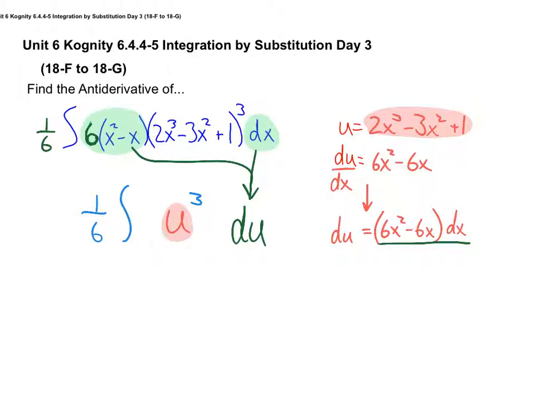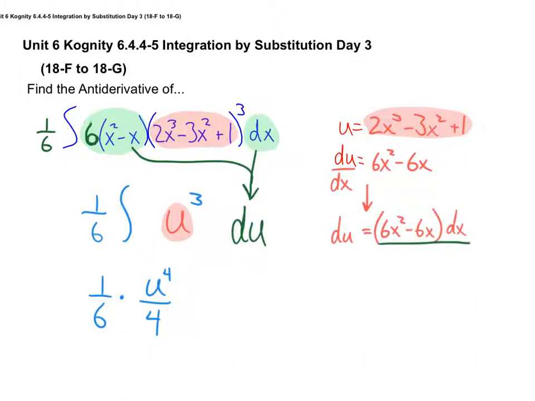So I'm replacing that with a u. Okay? Now, what's the integral of something cubed? 1/4, something to the fourth. So I still have this 1/6, and then I have that u to the fourth, 1/4 times that. So u to the fourth over 4.